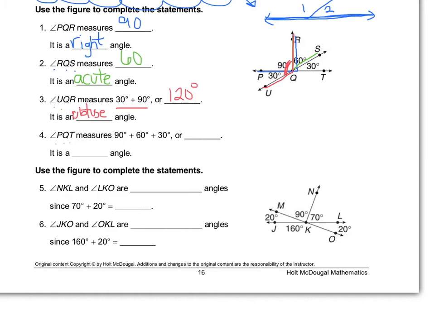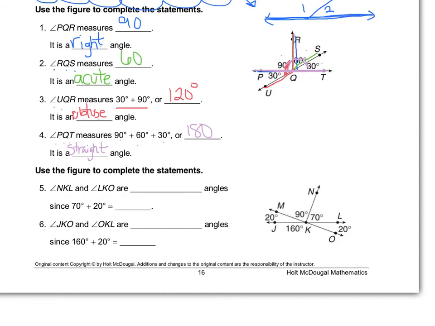PQT. Look at that all lined up right in a row. They're going this way. They have a 90, a 60, and a 30. All three of those angles added together equal 180 degrees, which tells me I'm dealing with a straight line, a straight angle. All right, just to remember those fancy words about angles.